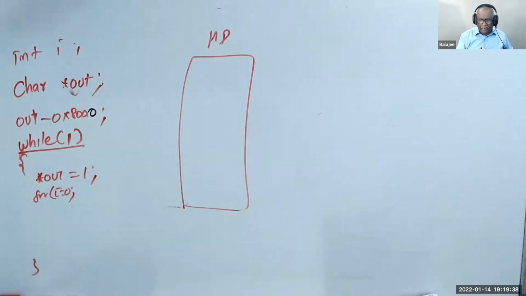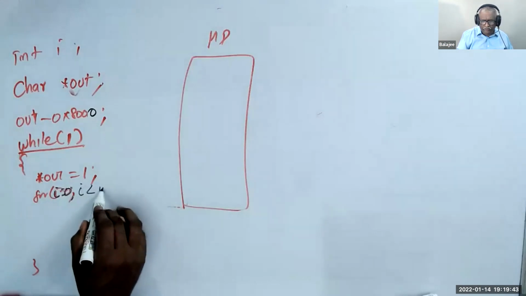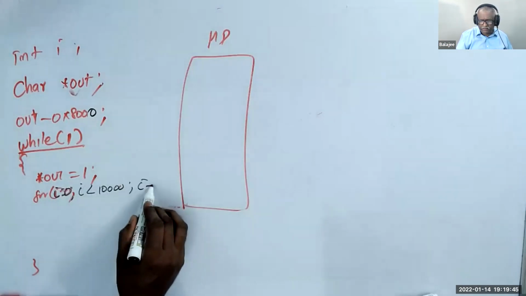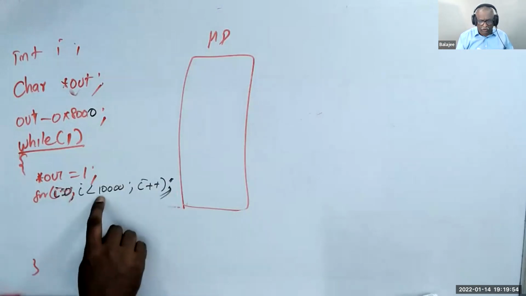So now I write a program: for i = 0, i < 10,000, i++, semicolon. I don't do anything, I don't do any work now. That's all; yesterday I explained the for loop. I'm just counting, 1, 2, 3. The moment it becomes 10,000, it will come out.